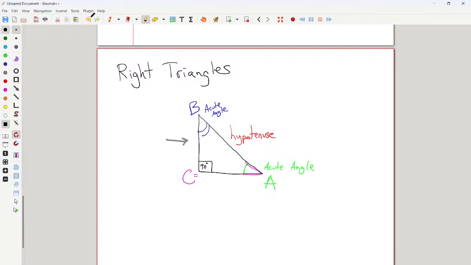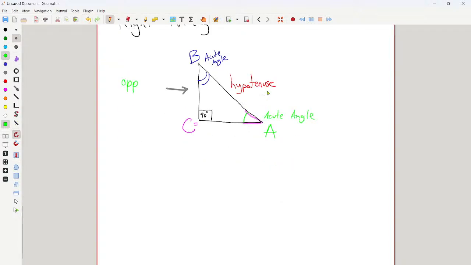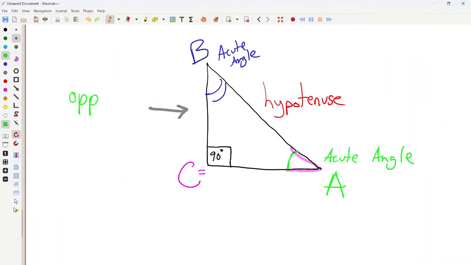This side right here is opposite angle A. And this side right here, we name adjacent to angle A. Last thing before we really get going.